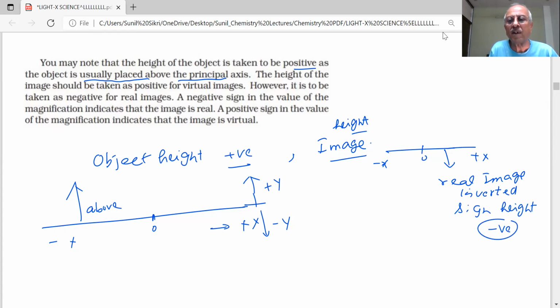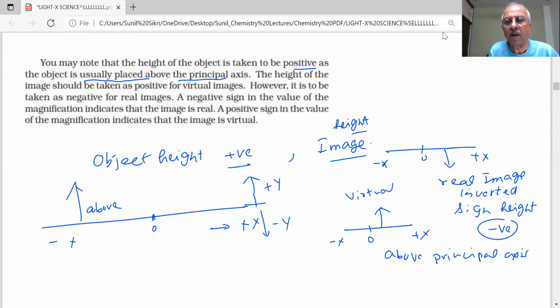And if the image is above, what type of image is that? If the image is above the principal axis, plus x, minus x, above the principal axis, what type of image is this? It will be virtual and erect. What will be the sign? Positive or negative? Sign for the height of the image, this will be positive. Is it clear? Sign convention.